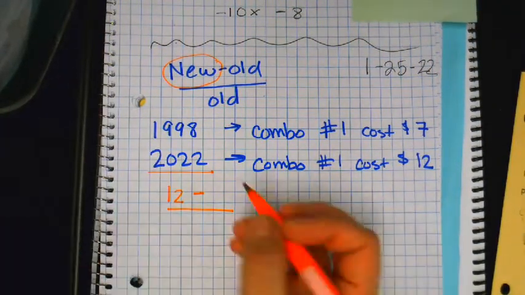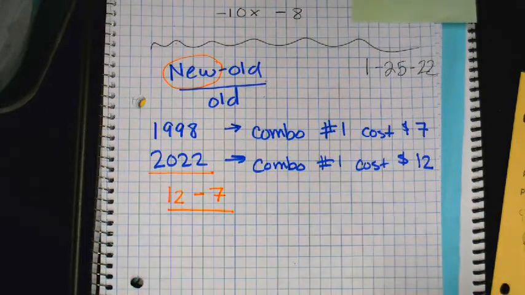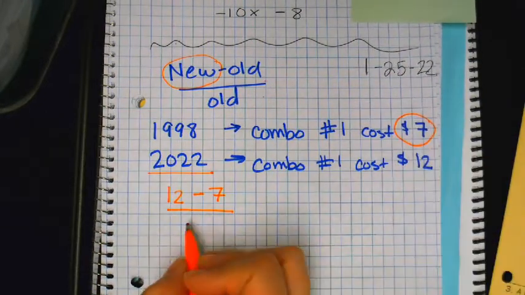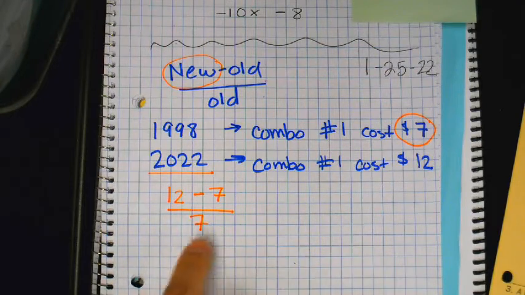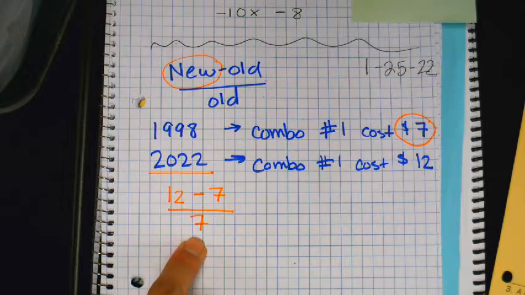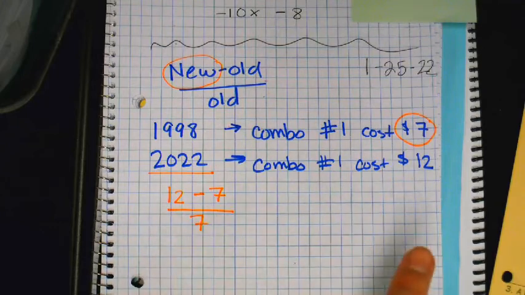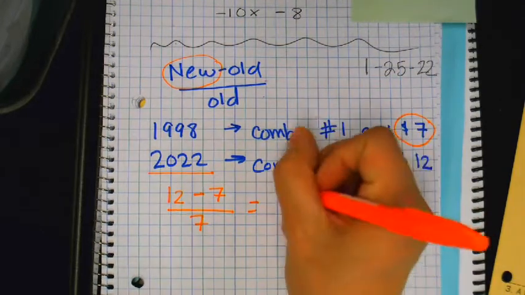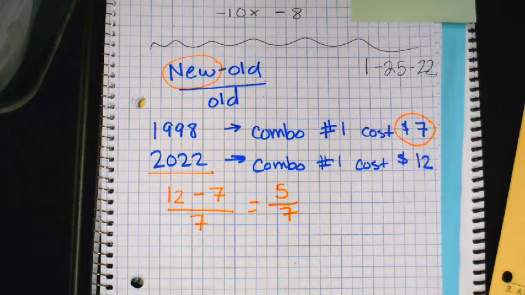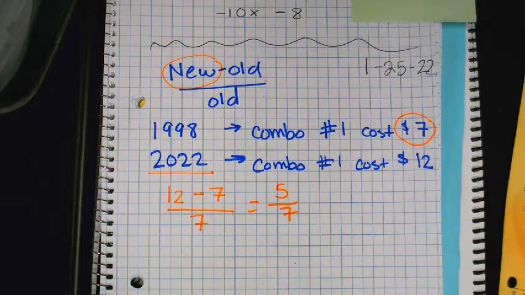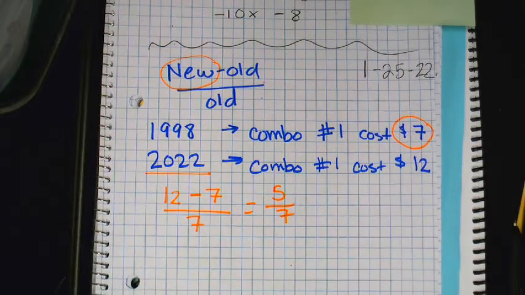Okay, 12 minus 7, over 7. Some of you forgot to write this bottom number. It has to be written in fraction form. So 12 minus 7 is 5 over 7. Now, if I were to torture you, I would make you divide this by hand. But that would be mean and evil. Let's use a calculator.